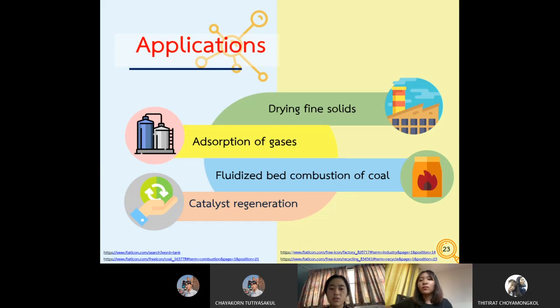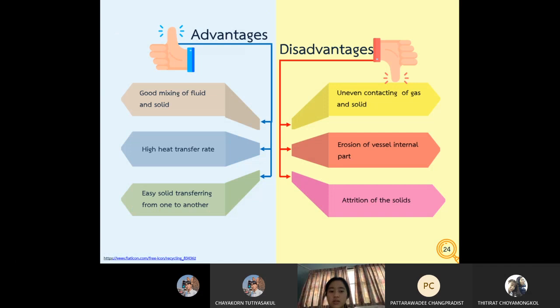In terms of application, fluidization can be used widely in the processing industry, for example separation, drying of solids, absorption of gas, combustion of coal, and catalytic regeneration. The main advantages of fluidization are good mixing of solids, high heat transfer rate, and ease of transferring solids from one place to another.